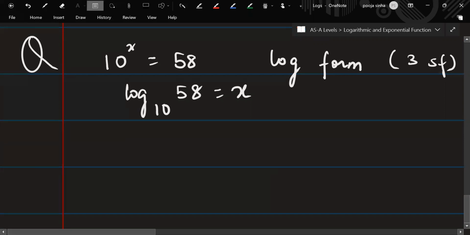Even if we don't put 10, it's fine, because naturally the calculator takes base 10. And what if we want to put a different base? How do we put it in the calculator? I'll check how it is in your calculator and share a link for that. The answer is 1.763, so 1.76 is the value for x to 3 significant figures.